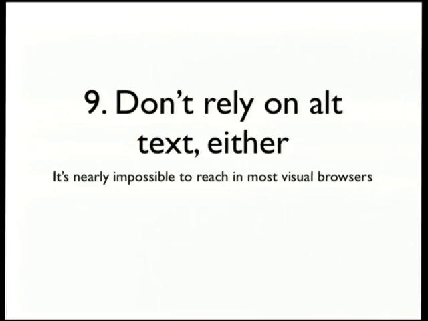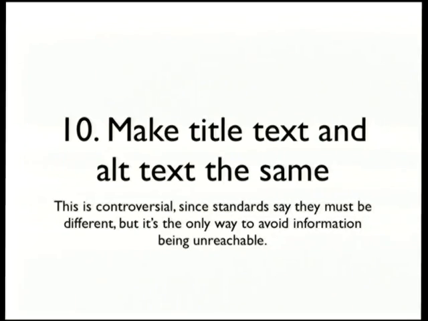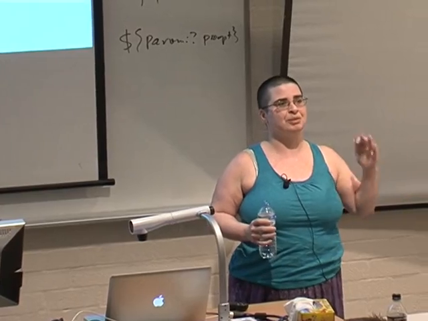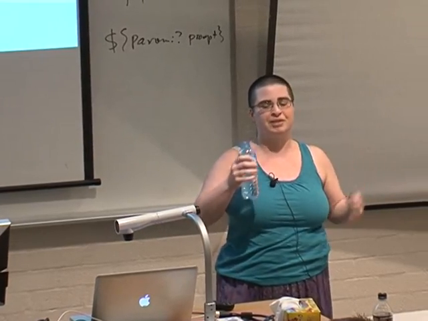You're thinking, okay, maybe I'll put some information in the alt and some in the title. Well, there's a problem with that. The standards say that your alt text and your title text must be different. In this instance, I will tell you these standards are wrong. It's a controversial position. This has been argued very vehemently on accessibility mailing lists. If you wade into this discussion, you wind up with a kind of verbal fist fight.